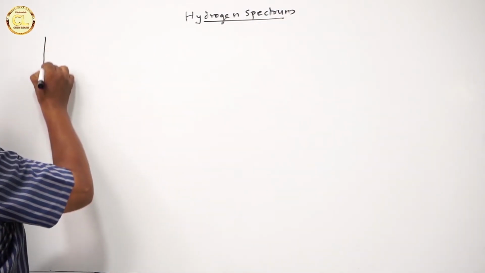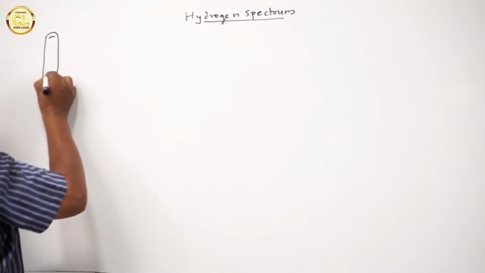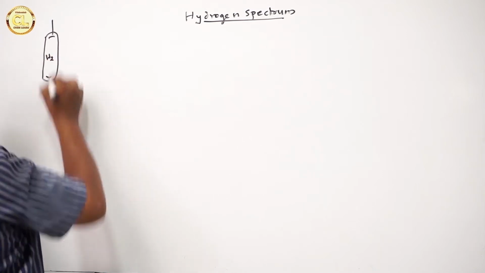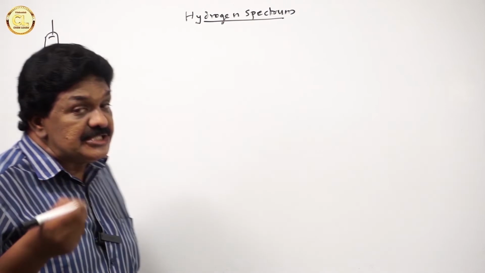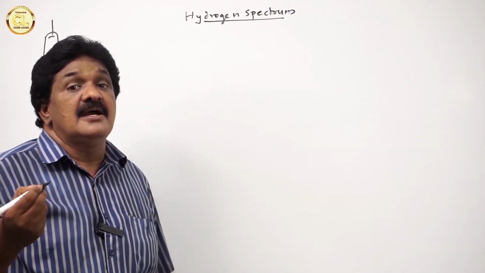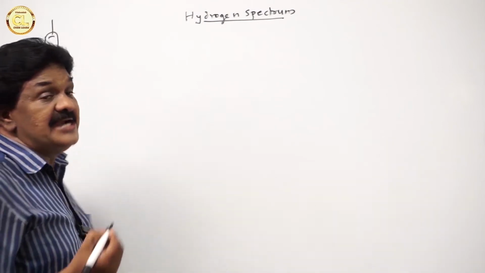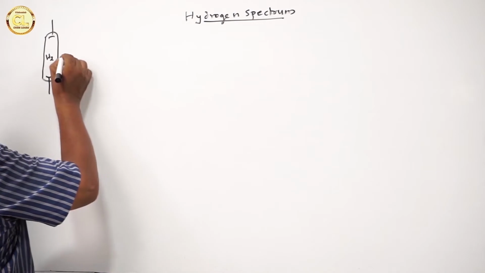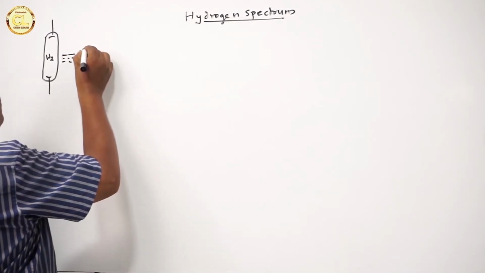When hydrogen gas is filled in the discharge tube and subjected to very low pressure and high voltage, hydrogen molecules dissociate to form energetic or excited hydrogen atoms. These excited hydrogen atoms are responsible for emitting radiations.